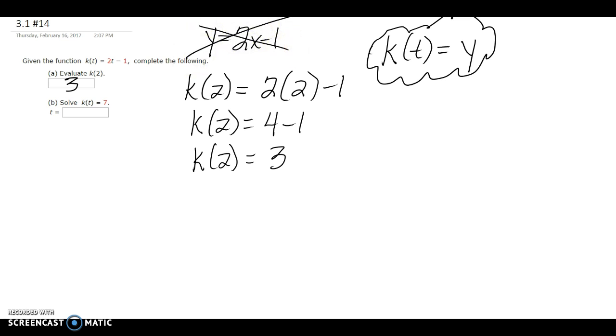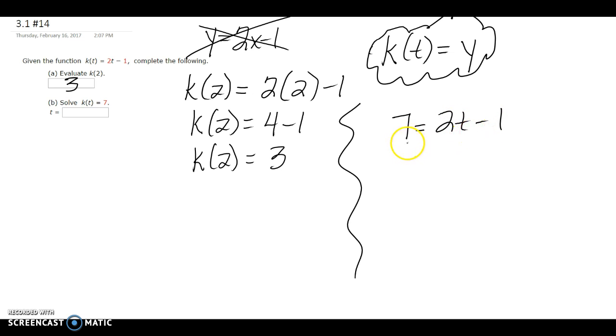So keeping all of that in mind, when we move on to part B, they're telling us solve now when the function or the output value is 7. So in other words, if this was not in function notation and we were using x and y like what we're accustomed to using, they're saying, okay, y is 7, the output is 7, and you have to figure out what that input is. So when we go back to our function, the output is 7, and we've got to figure out what was the input.